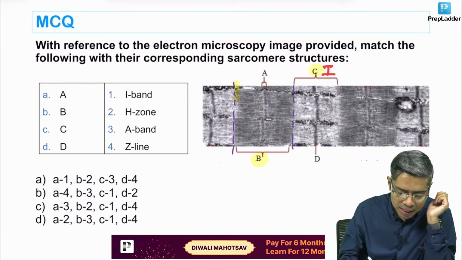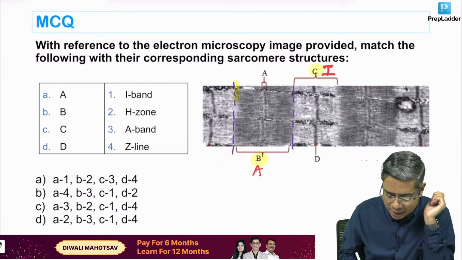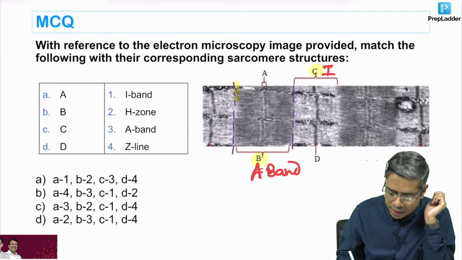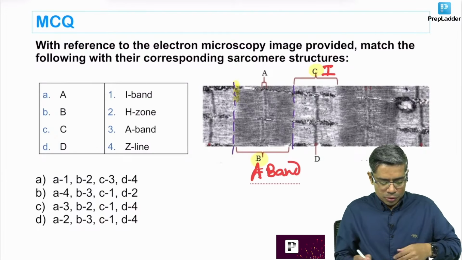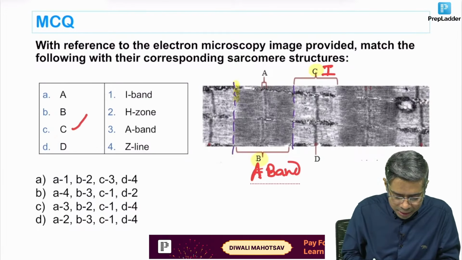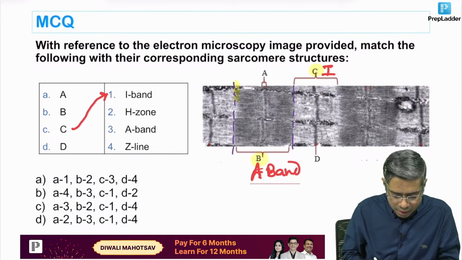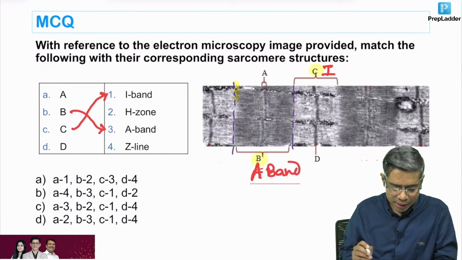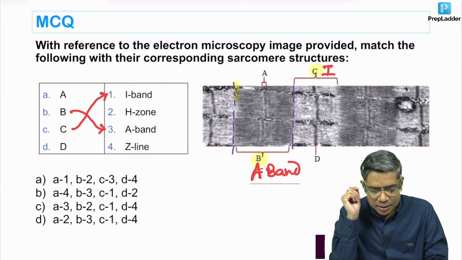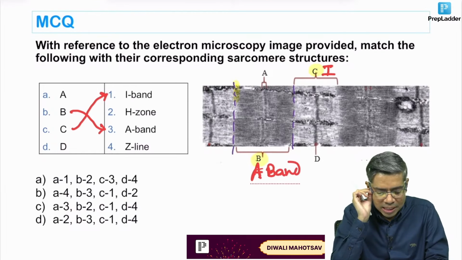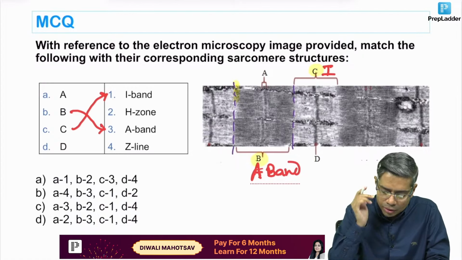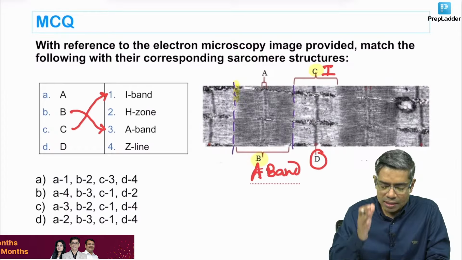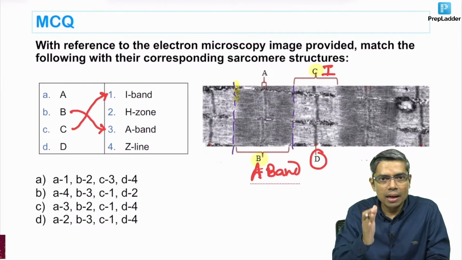And then the darkest portion, so from here this is the darkest portion, that is your B. So B is which band? B is your A band. And C is your I band. If you match this, some of the options will be excluded. Then you also try to match. So what will be this D? D, you can see that this is a dark portion at the center of the I band.